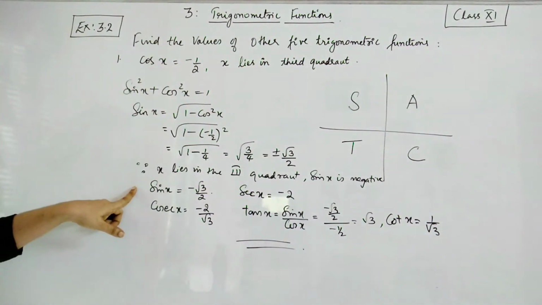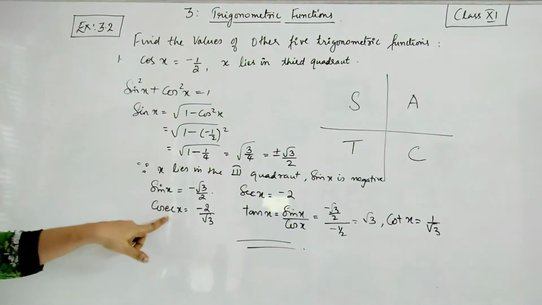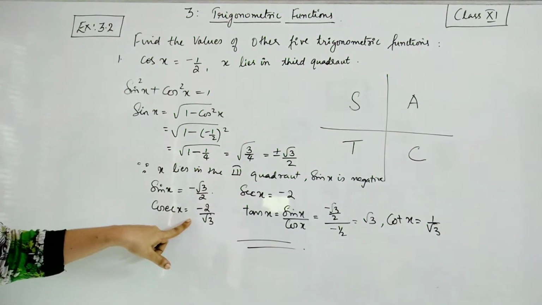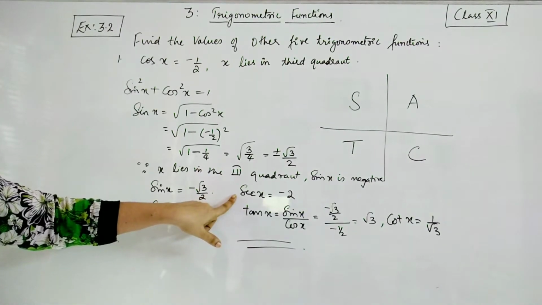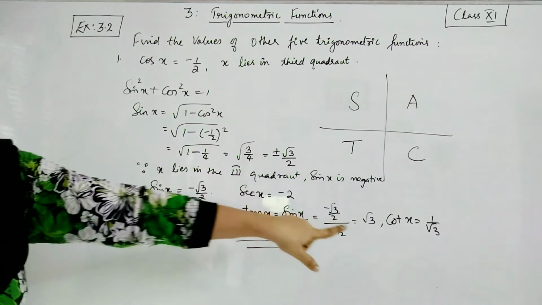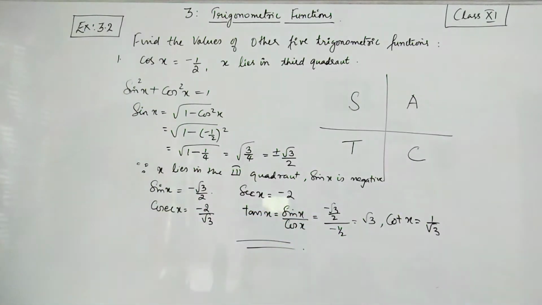So these are the values which you are getting. Sin x is minus root 3 by 2. Cosec x is minus 2 by root 3. Sec x is minus 2. Tan x is root 3, and cot x is 1 by root 3. Okay, these are the 5 trigonometric functions whose values you had to find out.